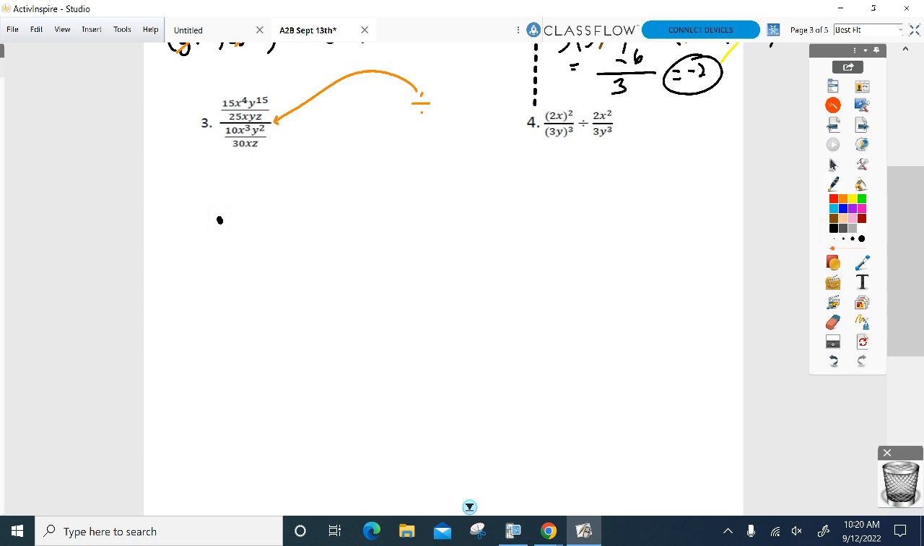And guess what we're going to do with the fraction on the bottom? Flip it. Yeah, that's it. That's division, guys. If you want to rewrite it, the top's on the left divided by the bottom on the right. So I flip that. So now the 30xz's on top, the 10x to the third y squared's on the bottom, and I keep the top the same. Keep the first, flip the second.